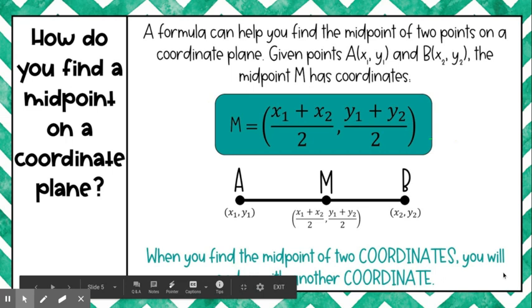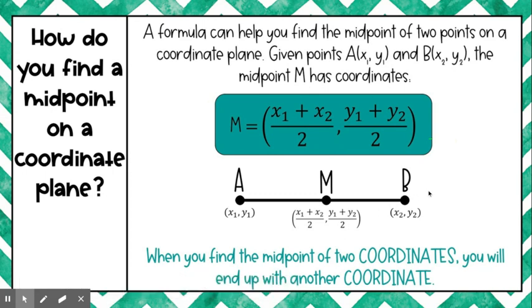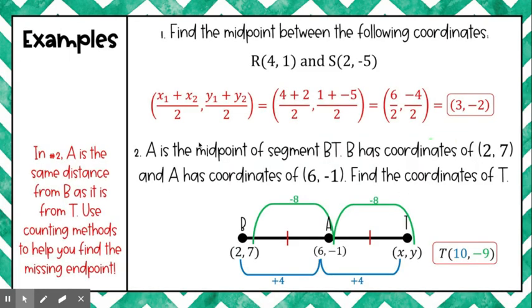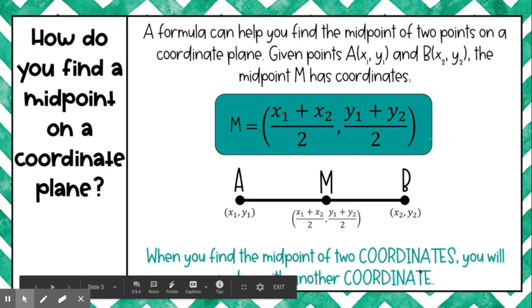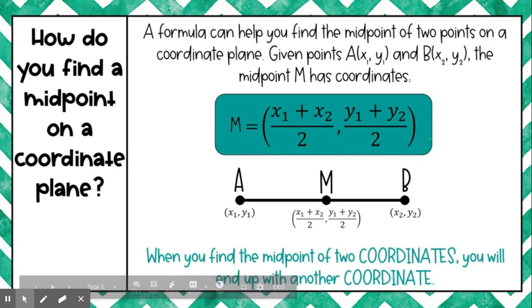So when you find the midpoint of 2 coordinates, you are going to get another coordinate. It's going to be a number, comma, a number. And that's going to be where the midpoint is on the coordinate plane. So let's practice. Go ahead at the top of your page, write down the midpoint formula. M equals x1 plus x2 divided by 2, comma, y1 plus y2 divided by 2.